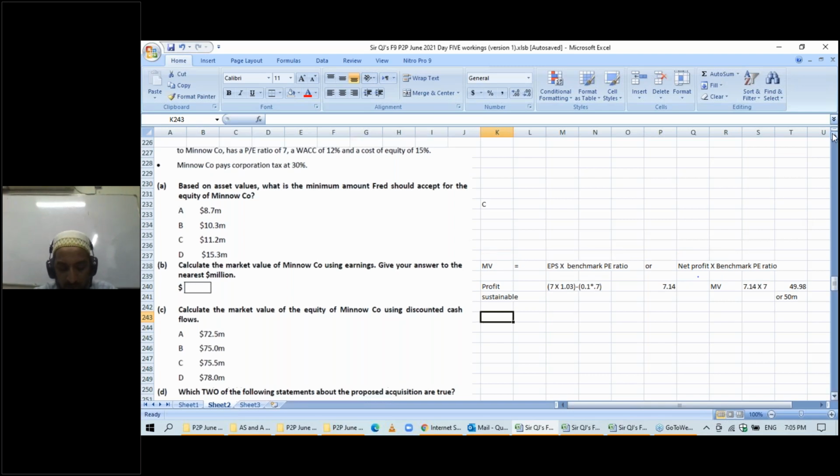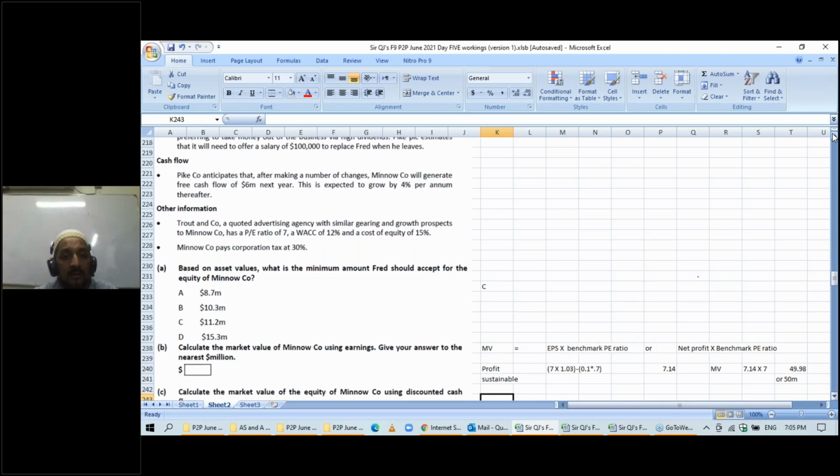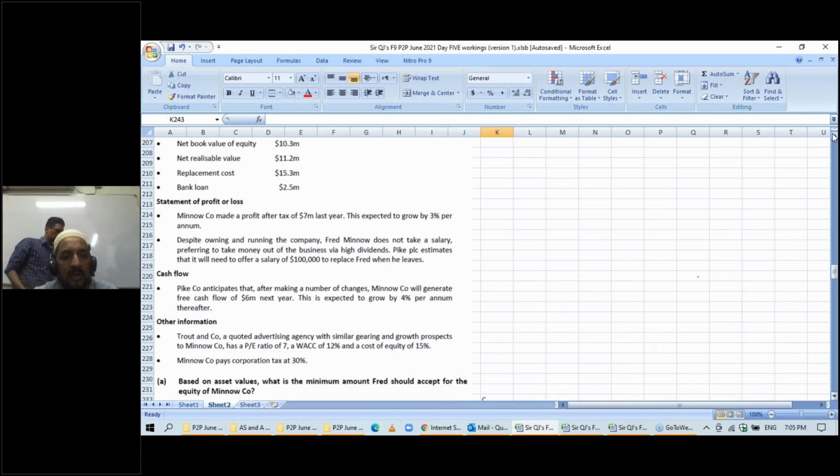So according to the question, if we use a discounted cash flow technique, you will find that they have given you a 6 million cash flow next year, and they have given you a WACC of 12%, right? And they have given you a growth rate of 4%, cash flow growth by 4%. So if you are to calculate the discounted cash flow like in NPV, how will you calculate?